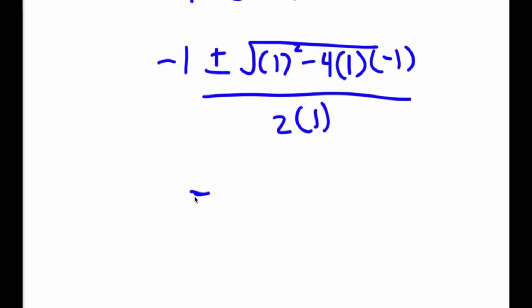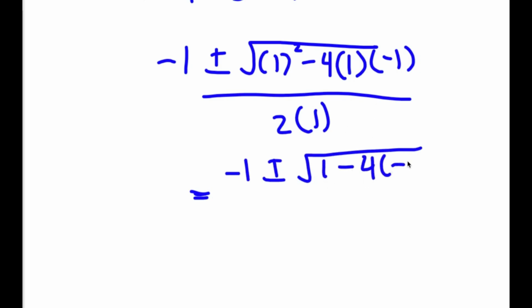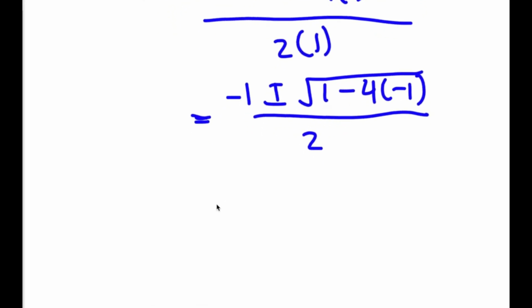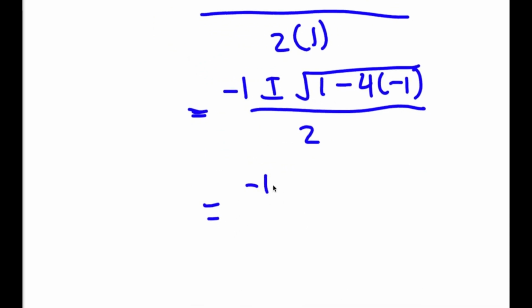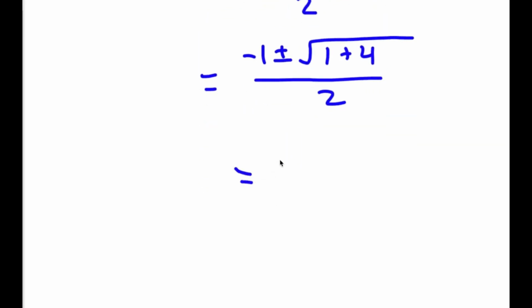Now this is equal to negative 1 plus or minus the square root of 1 squared, which is 1, minus 4 times 1, which is 4 times negative 1, over 2 times 1, which is 2. And this is equal to negative 1 plus or minus the square root of 1 minus 4 times negative 1, which is negative 4, so I have negative 4, which is positive 4, over 2, which is equal to negative 1 plus or minus the square root of 5 over 2.